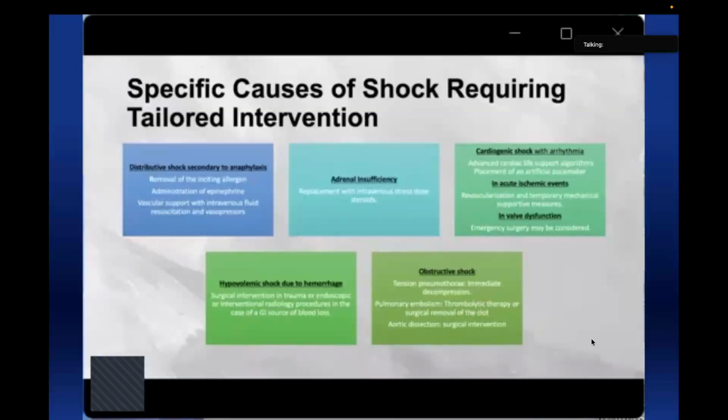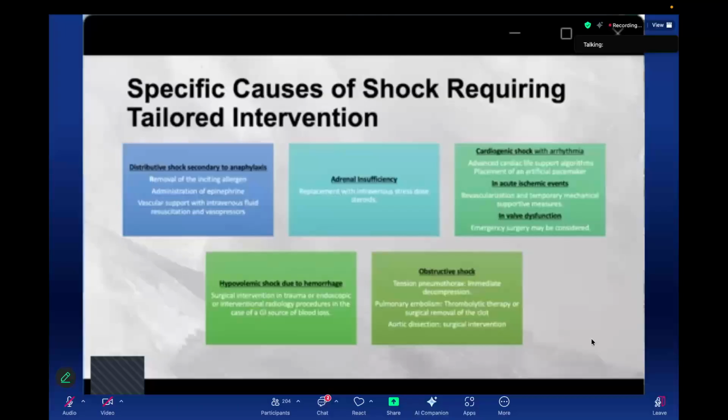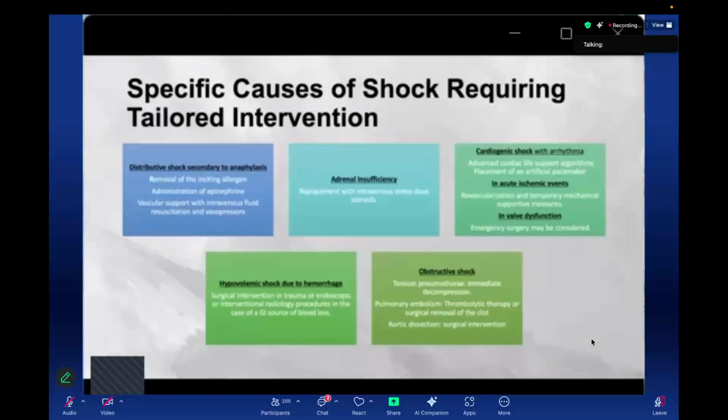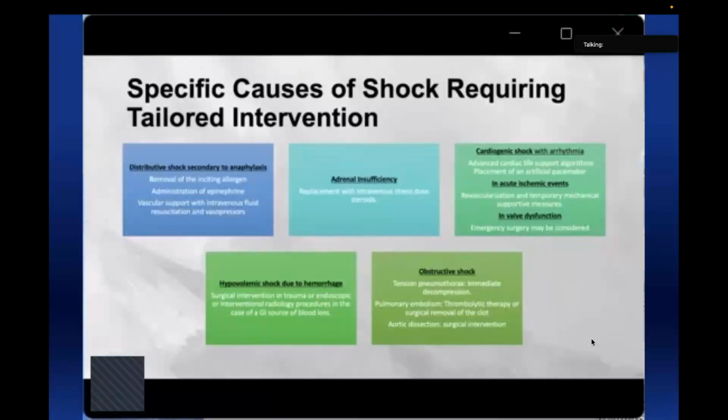Adrenal insufficiency, replacement with your intravenous stress dose steroids. If we have cardiogenic shock with arrhythmia, we have to do advanced cardiac life support algorithms, the placement of your artificial pacemaker. If you have acute ischemic events, your goal is to revascularize, or the use of your temporary mechanical circulatory support. If you have valve dysfunction, surgery may be considered.